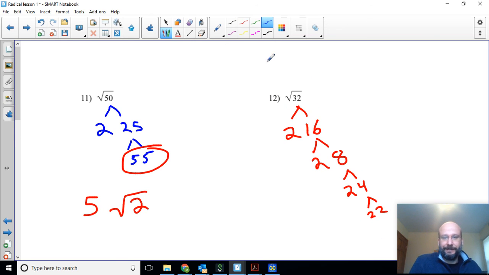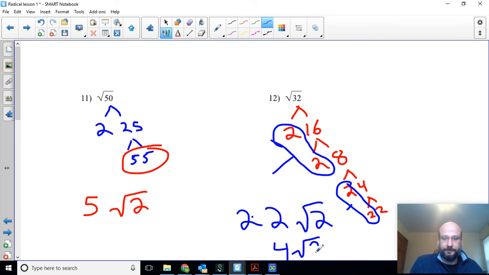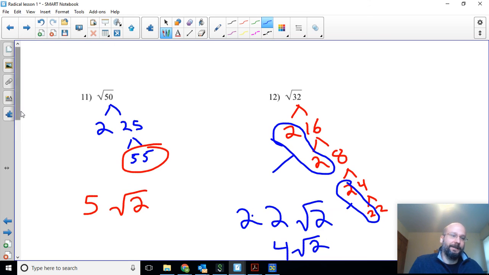And then I'm going to circle my pairs. Circle my groups of 2. So that's a group of 2. And that's a group of 2. So one on the outside, another one on the outside, and then 1 2 stays in the middle, stays inside the radical. 2 times 2 is 4. So that's my answer, simplify.